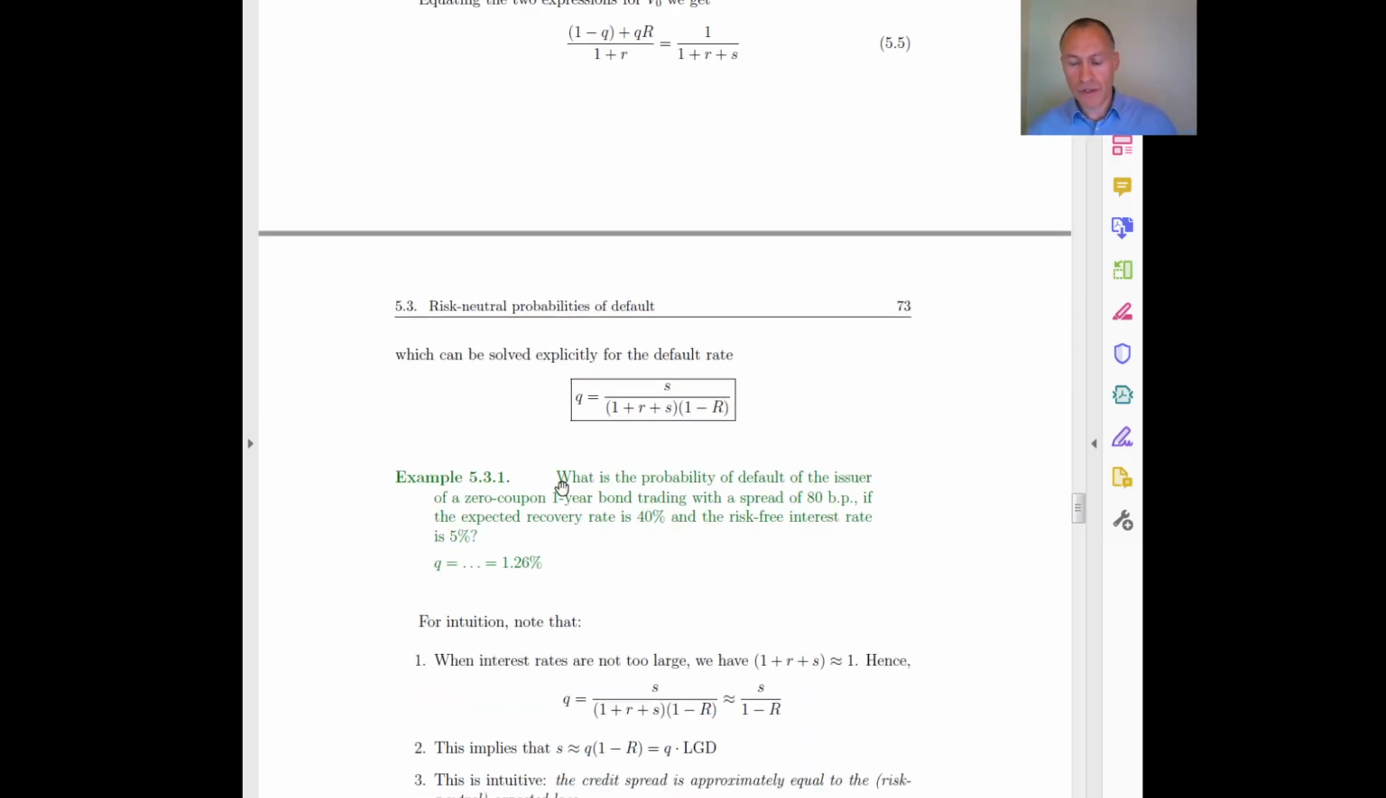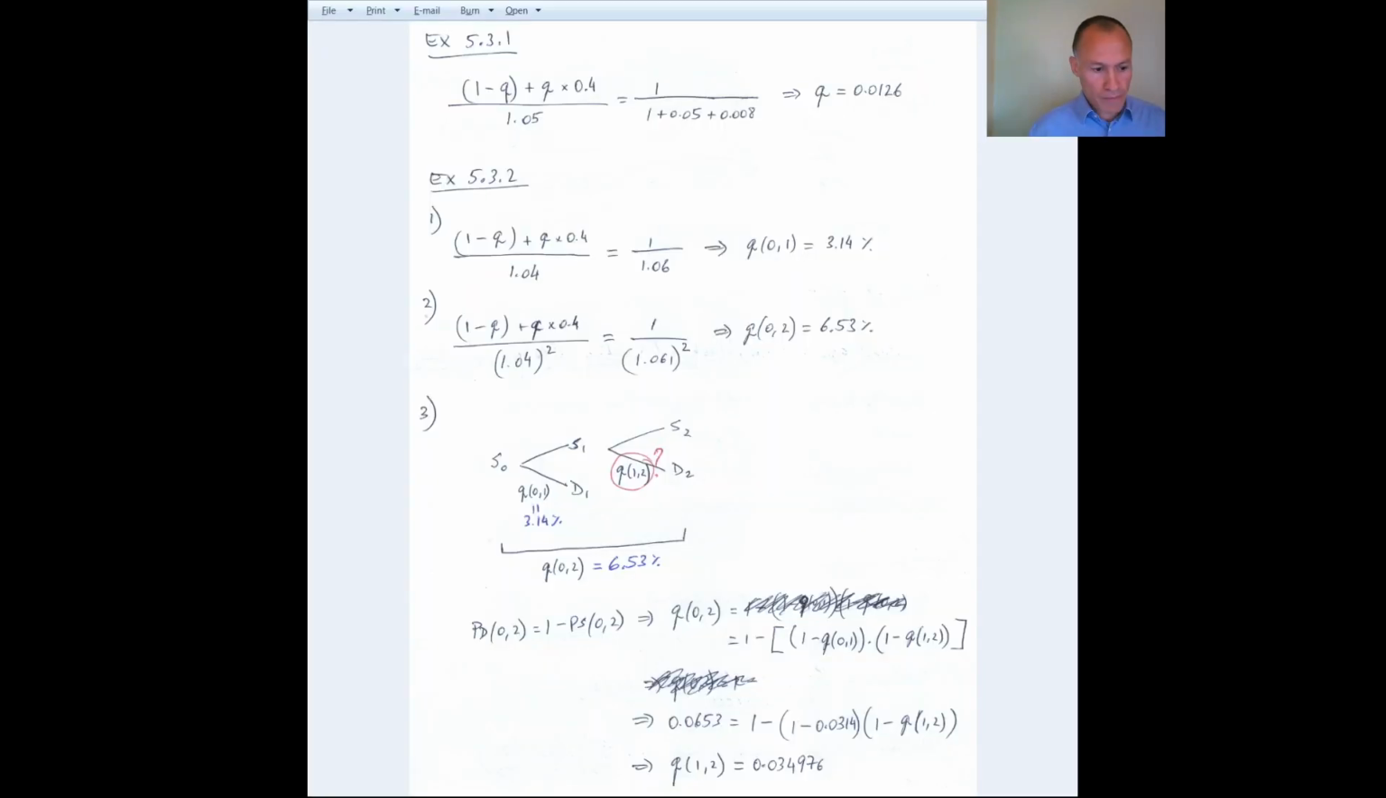All right. So a very quick example. Suppose I want to know what is the probability of default of the issuer of a zero coupon 1-year bond trading with a spread of 80 basis points. So that's that S. If the expected recovery rate is 40% and the risk-free rate is 5%. So basically just plug in the numbers in here and you get 1.26% for the probability of default. I have the solution here, this example 5.3.1. So this is the first risk-neutral pricing approach. This is the approach with the spread. I can solve for Q and I get the 1.26. Okay.